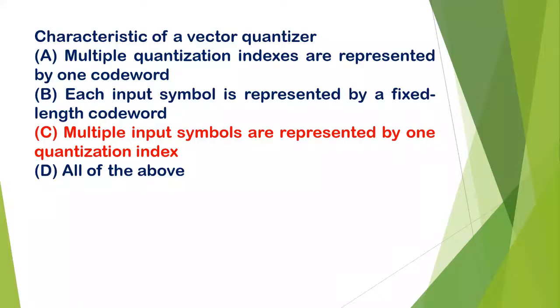Characteristics of a vector quantizer. A. Multiple quantization indexes are represented by one code word. B. Each input symbol is represented by a fixed length code word. C. Multiple input symbols are represented by one quantization index. D. All of the above, and the correct option is C.